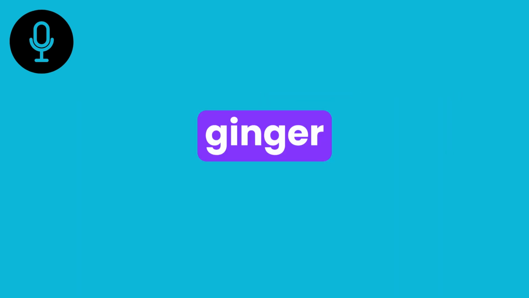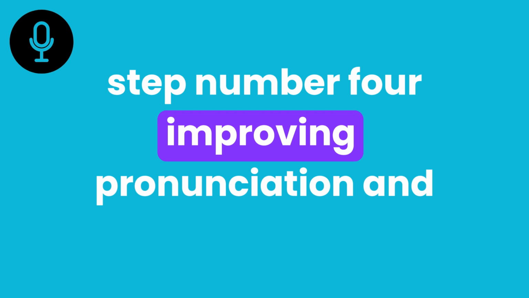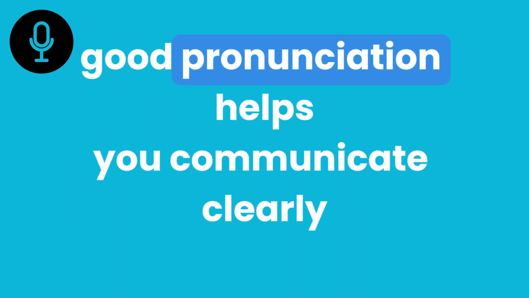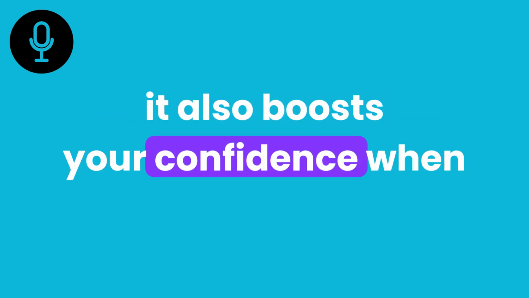Apps like Grammarly and Ginger can help you identify and correct grammar mistakes. Step number 4. Improving pronunciation and accent. Why pronunciation matters. Good pronunciation helps you communicate clearly and be understood by others. It also boosts your confidence when speaking.